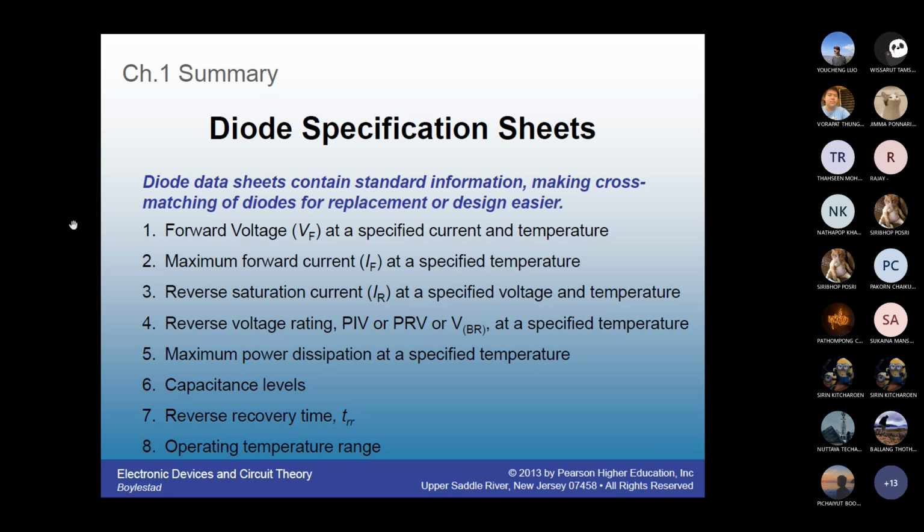In the reverse bias, you cannot give infinity voltage, infinity minus voltage. There's a limit. If you exceed that limit, there will be a lot of current in the reverse. The diode will break down. It's called PIV. Number 5 talks about maximum power dissipation, usually given in milliwatts for small devices. So how much heat it can handle.